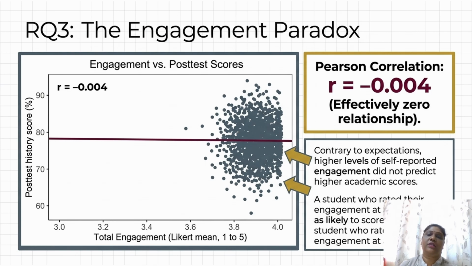Now for question 3, the engagement and performance. The Pearson correlation is 0.004, effectively a zero relationship. So exhibiting a higher level of self-reported engagement did not predict higher academic scores.